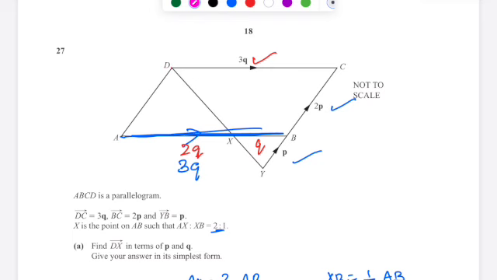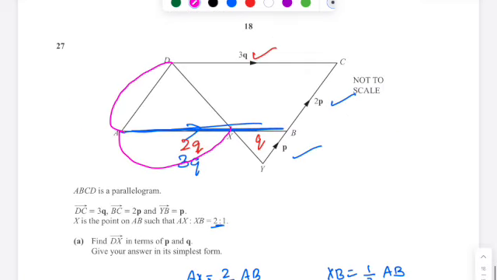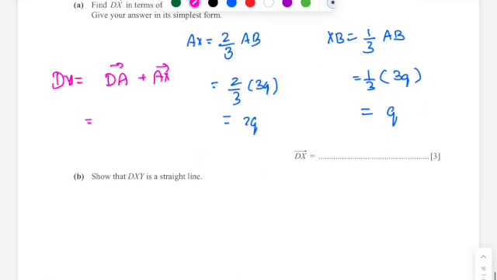So I should start from D, go to A, then X. DX equals DA plus AX. What is DA? It is going in the opposite direction, so negative 2p plus AX. Just now we got AX is nothing but 2q. So the answer is 2q minus 2p.